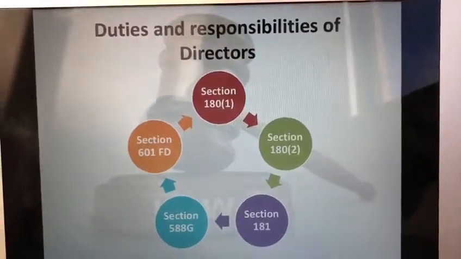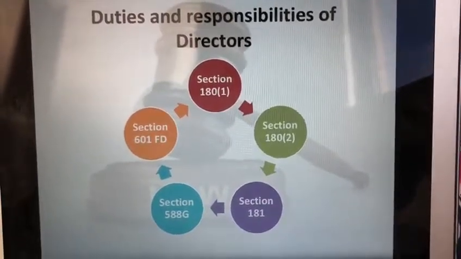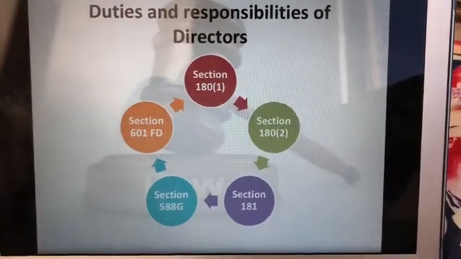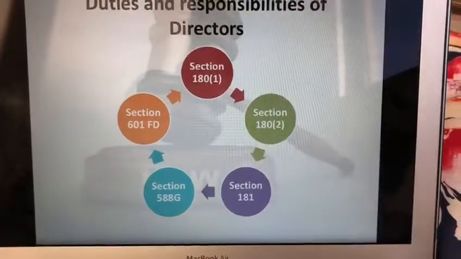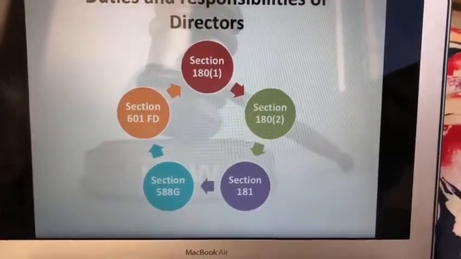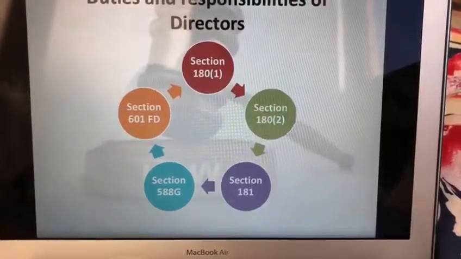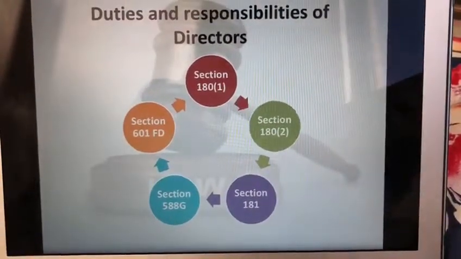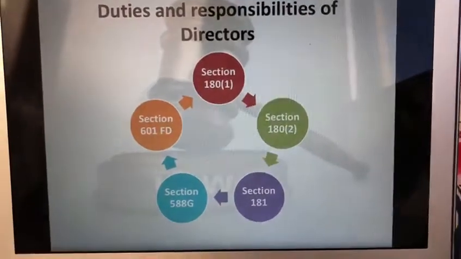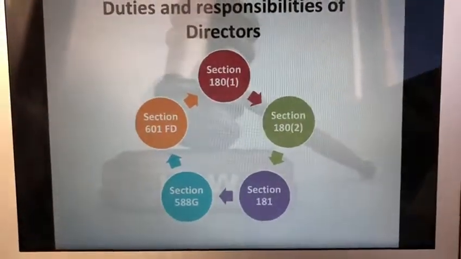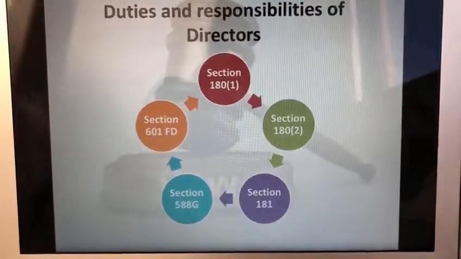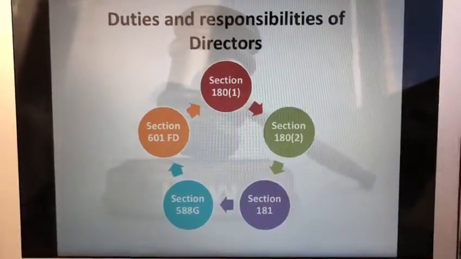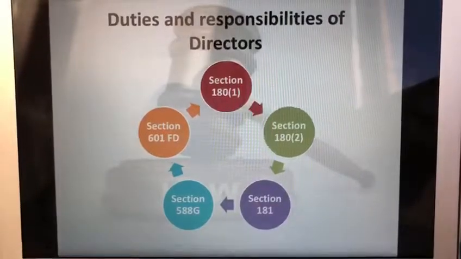Okay, now let's talk about the duties and responsibilities of the directors. Being a director of a company means there are some duties and responsibilities that need to be followed by every director. There are some sections under Australian law: section 181, section 182, section 588G and section 600FD. Under these sections, there are statutory duties of the director that need to be followed. Those are to act honestly, to use care and diligence, to not misuse information, to not misuse position, and to prevent insolvent trading.